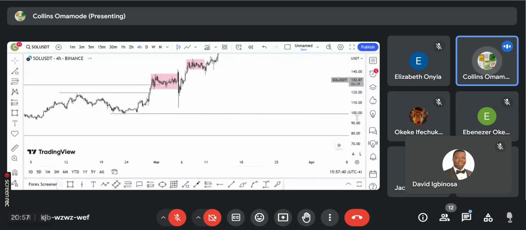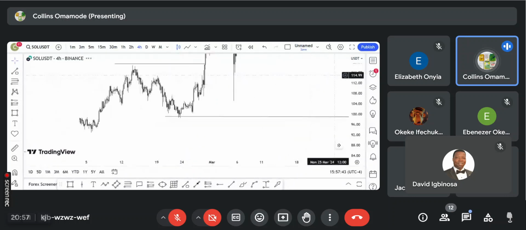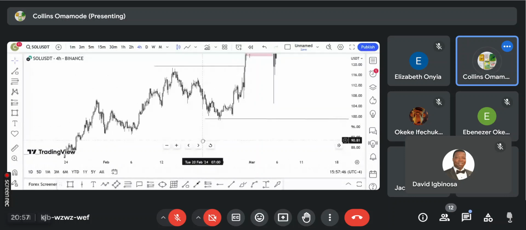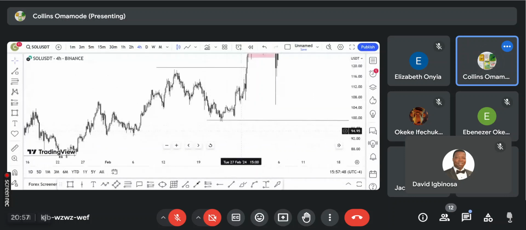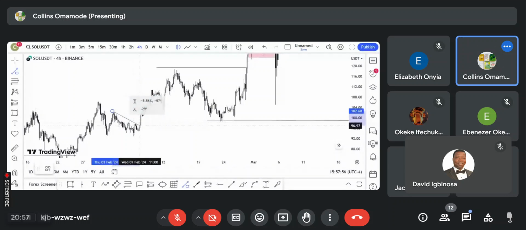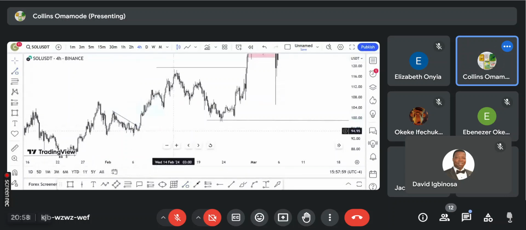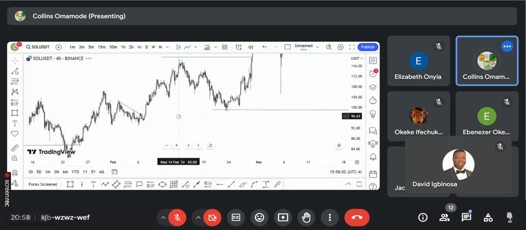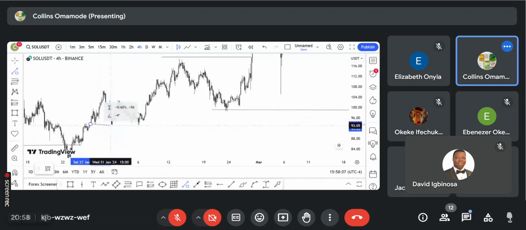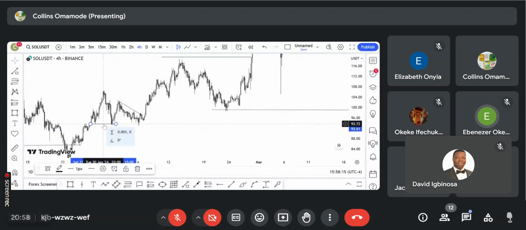If you notice here, let's look at what happened here. Inside here, we have a trend line liquidity. Are you seeing it? There's trend line liquidity here. Why did we have equal low here? Yes or no? Are you seeing it? We had equal low.